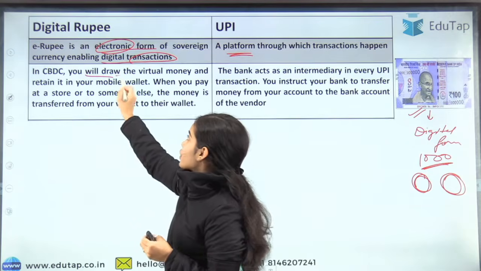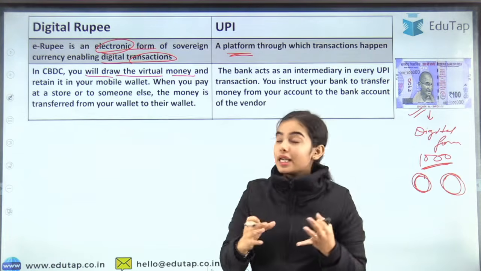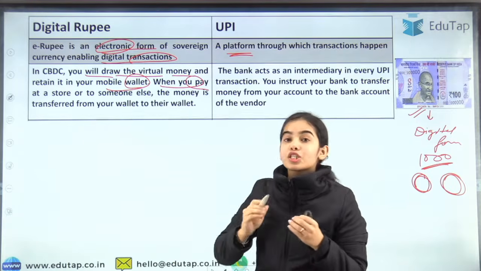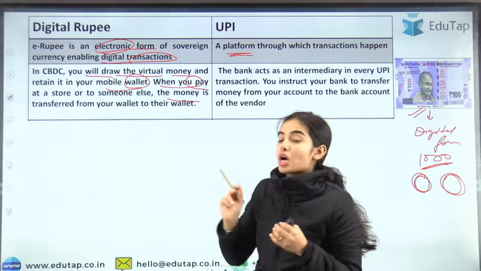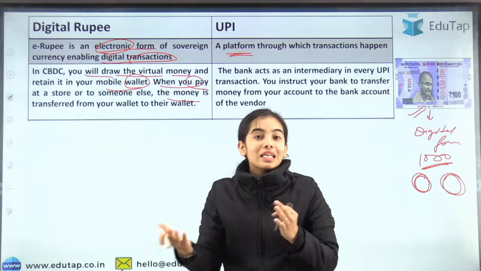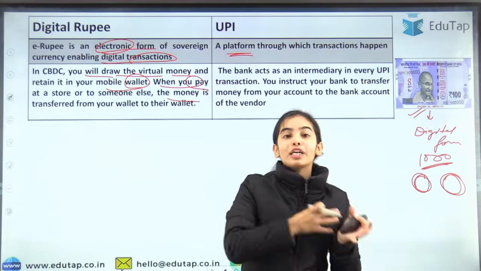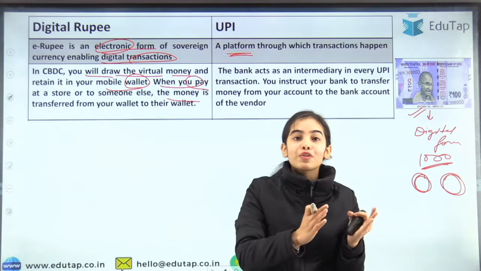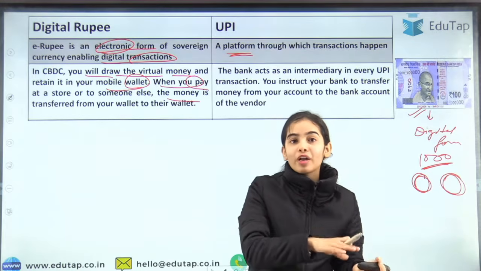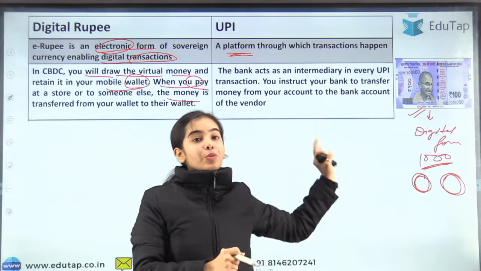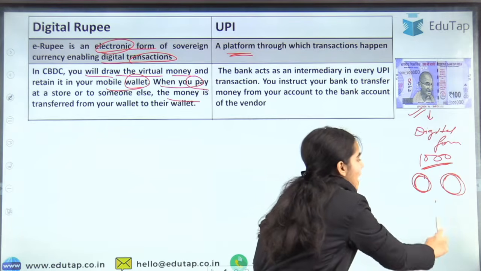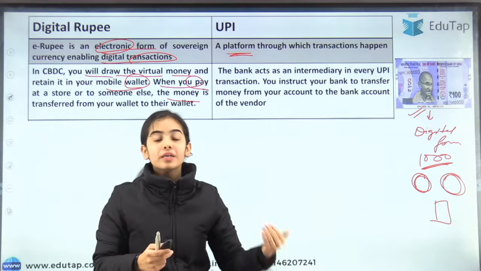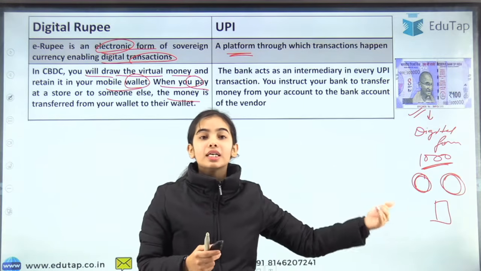So in CBDC, you will draw the virtual money and retain it in your mobile wallet or electronic wallet. When you pay at a store or someone else, the money is transferred from your wallet to their wallet. Like the physical money goes from your wallet to the other person's wallet, in the digital rupee also, the money goes from your mobile wallet to the other person's wallet. While in the UPI case, you all know that the bank is the intermediary. I am asking my bank to please transfer 100 rupees to the other bank account.